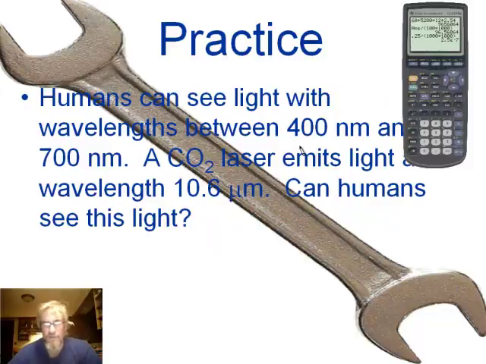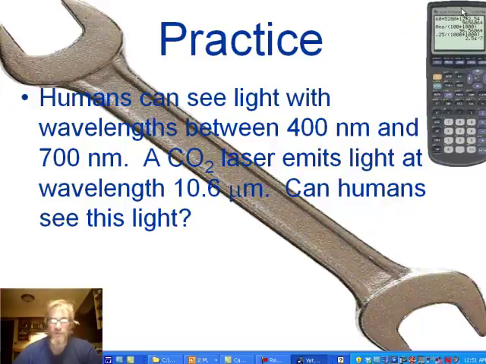This requires you not only to do the dimensional analysis, but also to make an inference. It says humans can see light with wavelengths between 400 nanometers and 700 nanometers. A CO2 laser emits light with a wavelength of 10.6 micrometers. The question is, can humans see this light? Give it a try. Stop the video and come back later.